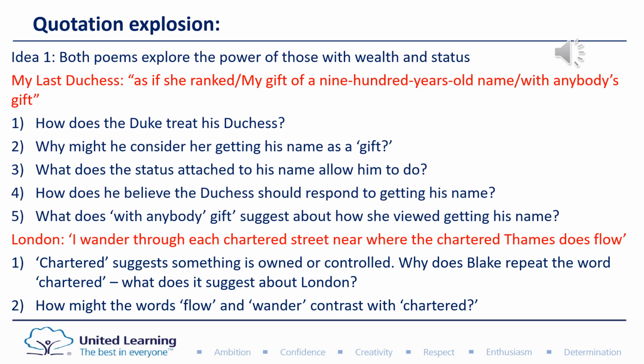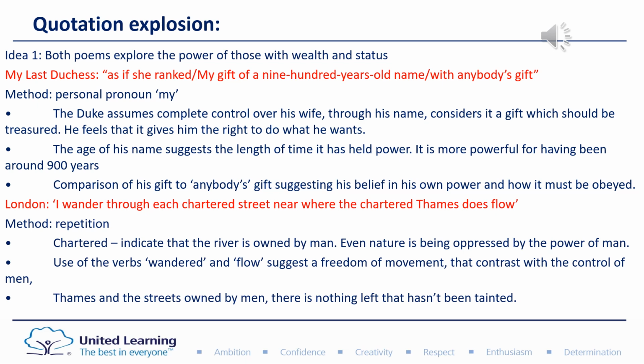Similarly, in London, "I wander through each chartered street, near where the chartered Thames does flow." Chartered suggests something is owned or controlled. Why does Blake repeat the word chartered? And what does this suggest about London? And how might the words flow and wander contrast with chartered? So what could we say about them?